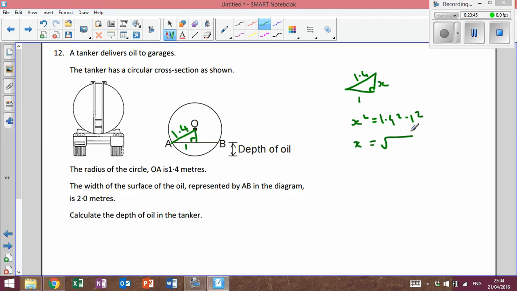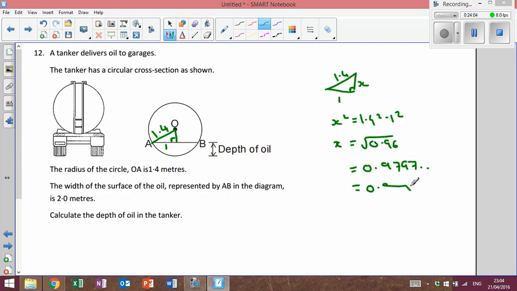So x is the square root of the answer, which is the square root of 0.96, which is 0.9797, so on. Let's just call it 0.98. Oh, sorry, press the button now. Messed up. Okay, let's call it 0.98. Okay, so we know this bit here is 0.98.